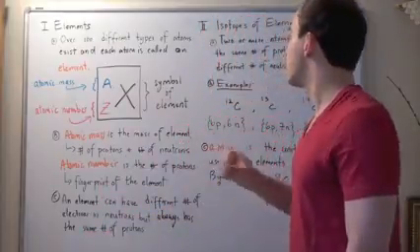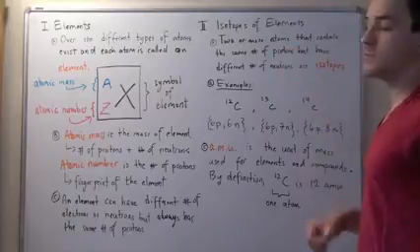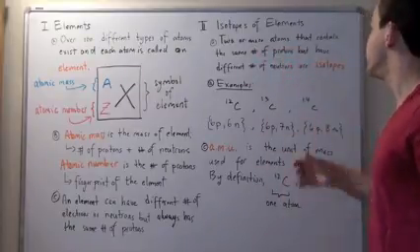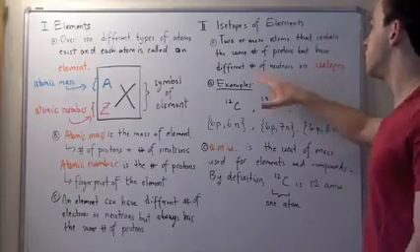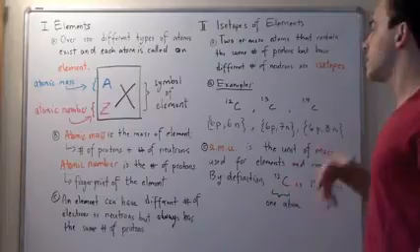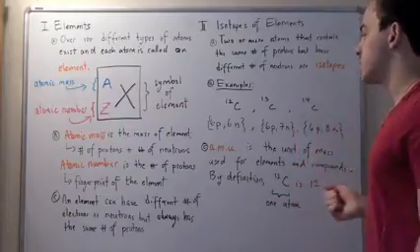Now let's go into something called isotopes of elements. Now two or more atoms that contain the same number of protons, meaning they're the same element, but have different numbers of neutrons, are called isotopes of that same atom. Let's look at a very common example of carbon. Now carbon has 3 isotopes.